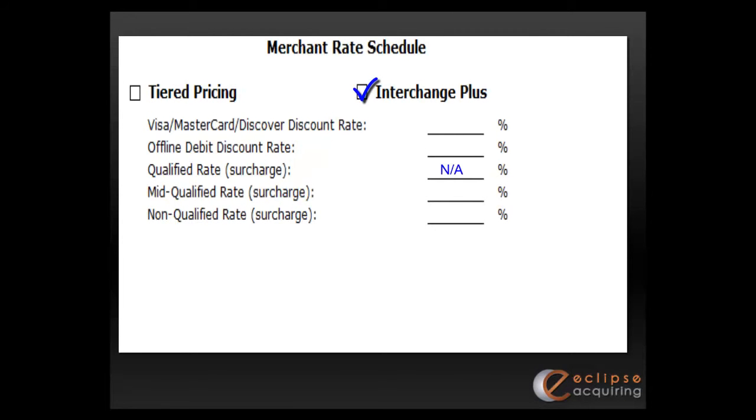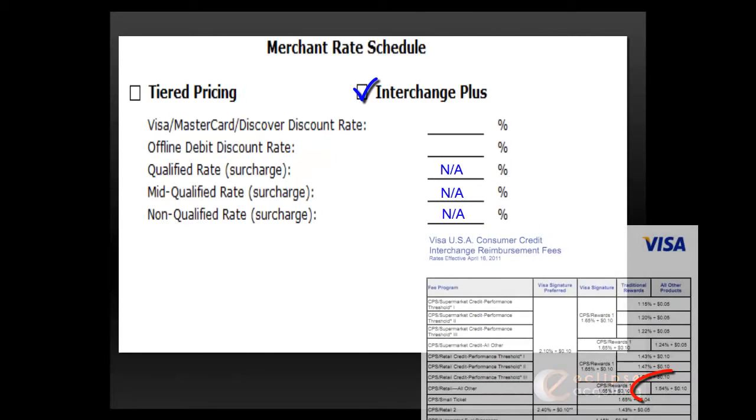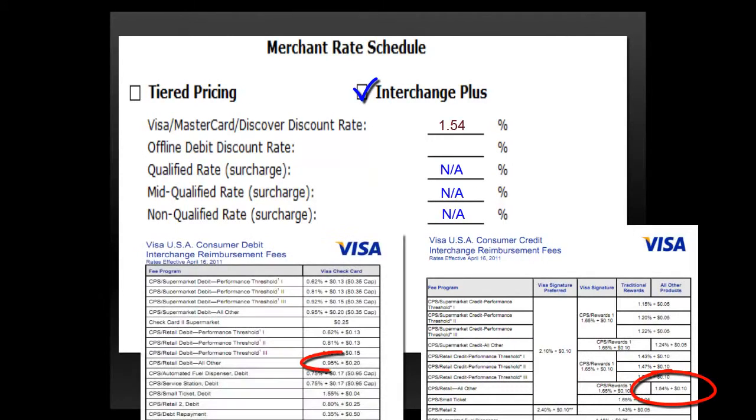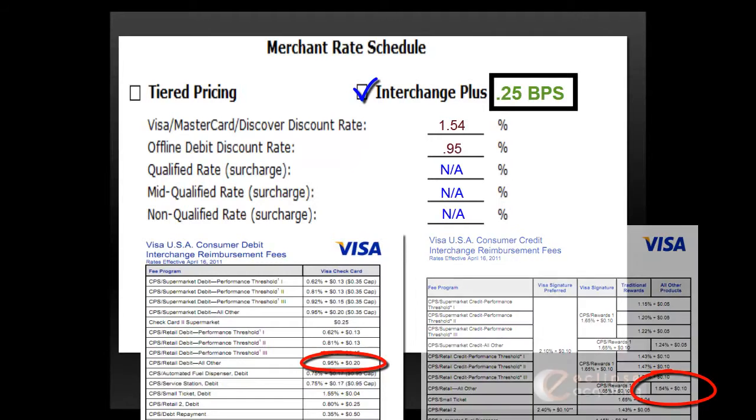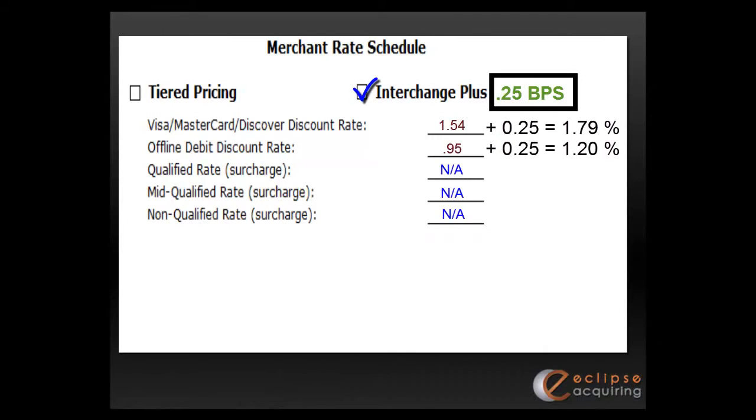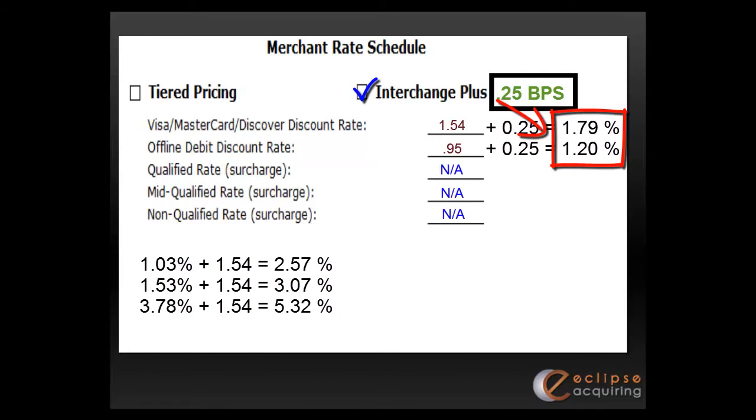Now let's look at what the difference of Interchange Plus pricing is. None of the qualified rates will apply, and let's use the same interchange rate of 1.54 and a common debit card interchange rate of 0.95 for this example. Let's say you've been quoted 25 basis points, which is also sometimes referred to as a discount rate. When we add this to the interchange rates and do the math, you can see what the same card would cost on interchange. Let's look back to our previous math we did on the tiered pricing example. You can see why Fortune 500 companies and large retailers demand Interchange Plus pricing over the tiered pricing structure.